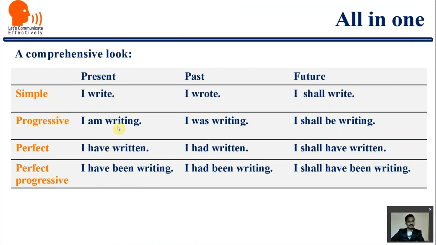Like, I write, I am writing, I have written, I have been writing. I wrote, I was writing, I had written, I had been writing. I shall write, I shall be writing, I shall have written, I shall have been writing. Vertical. Horizontal: I write, I wrote, I shall write. I am writing, I was writing, I shall be writing. I have written, I had written, I shall have written. I have been writing, I had been writing, I shall have been writing.